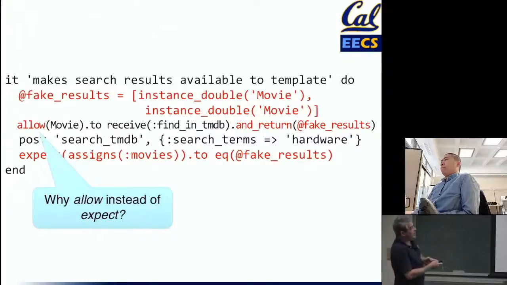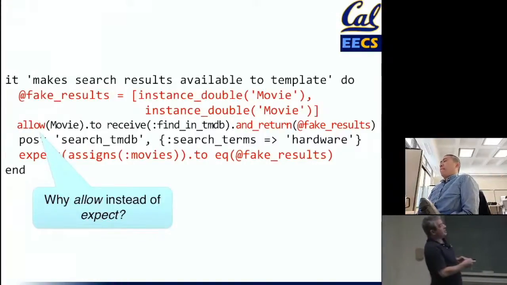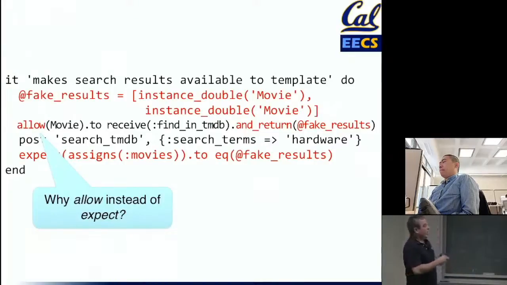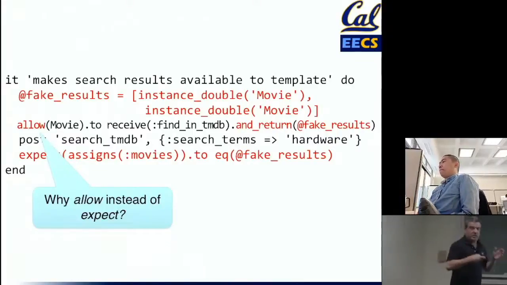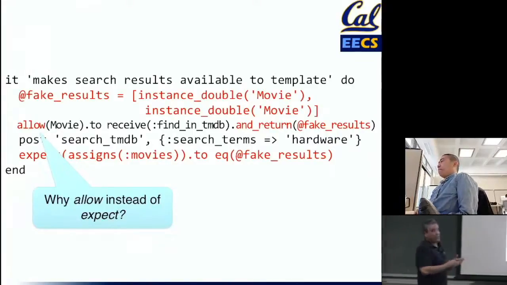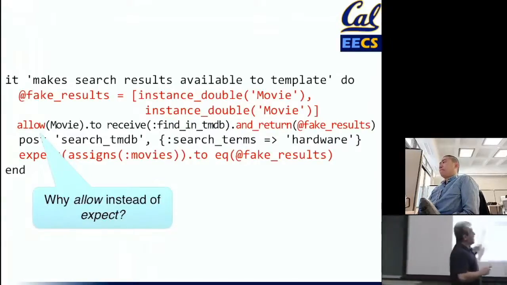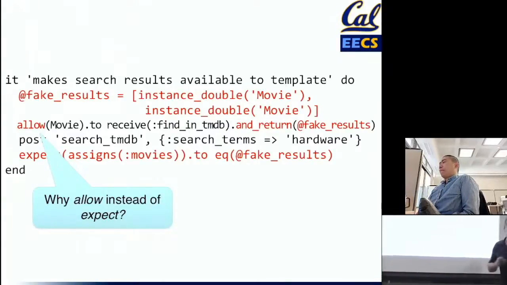So if at the end of the day, the movie's instance variable of the controller has been correctly assigned to fake results, this test doesn't care if that happened because movie received this call or if it happened some other way, right? This particular test is just checking whether it got assigned correctly. So you can say expect to receive or allow to receive, but that's the difference.